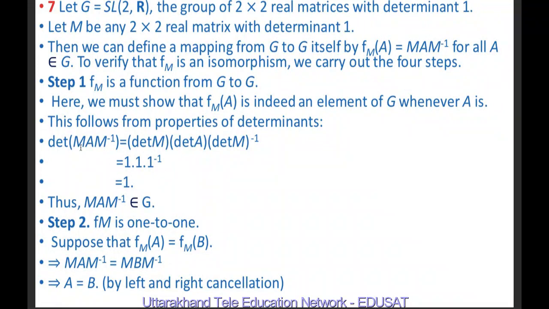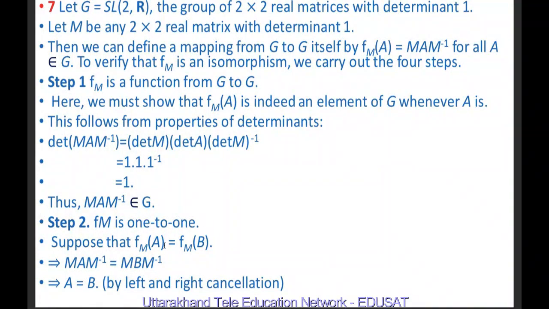Also, because M is a 2 by 2 matrix and A is also a 2 by 2 matrix, on multiplication using the usual matrix multiplication, the resulting matrix is a 2 by 2 real matrix. So MAM inverse belongs to G, because this is a 2 by 2 real matrix with determinant 1. Now the next step is FM is 1 to 1.